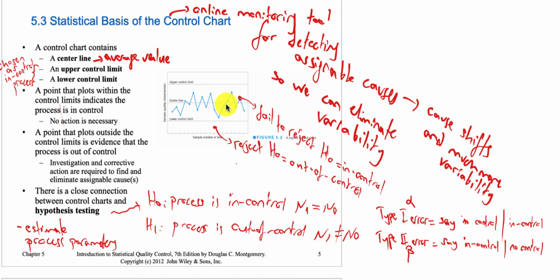All right. And also I want to talk about the connection, the relation between control charts and hypothesis testing. Hypothesis testing, you are going to remember from the statistics course. What is hypothesis testing? We have a null hypothesis, and we have an alternative hypothesis. In the control charts, our null hypothesis is the process is in control.